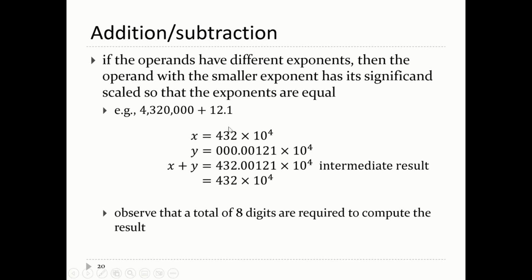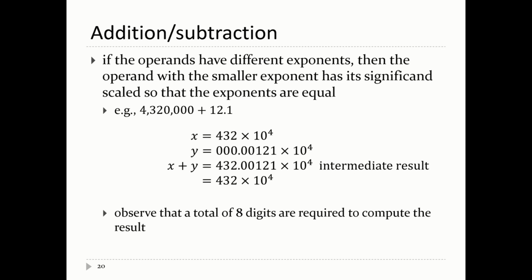Now compute the result, so sum all the digits: 432.00121. Round to the nearest integer, you get 432 times 10 to the 4. So what did we just do? I took a positive value plus a positive value, and got x plus y equal to x. Which happens on the computer: you can have two floating point numbers, x and y, compute their sum, and you end up with x, even though y is not 0.